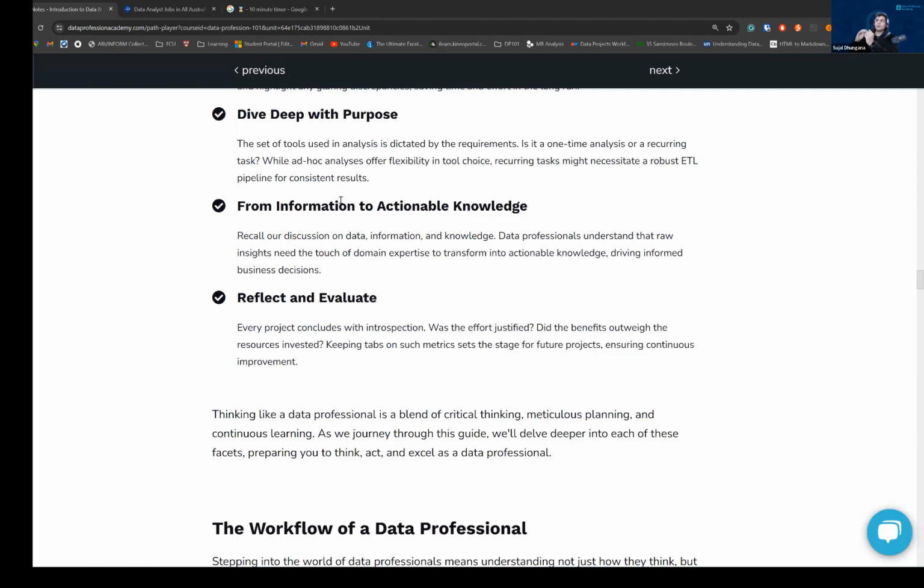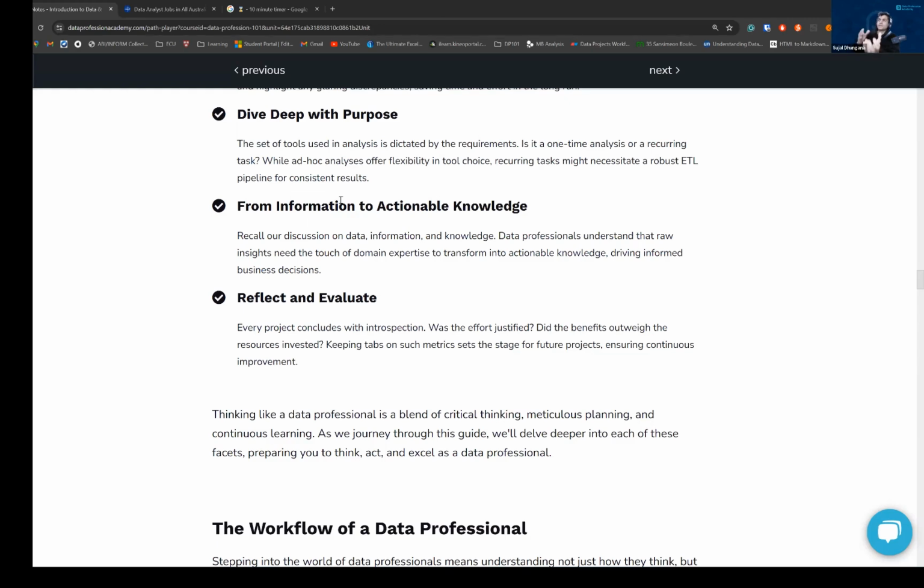So in your early stages as a data analyst, you probably will only be creating the information part, and you probably will have some SME or maybe your senior analyst who will provide that domain expertise to you. But later on, as you become more and more experienced in that domain, you will be responsible for the entire thing.